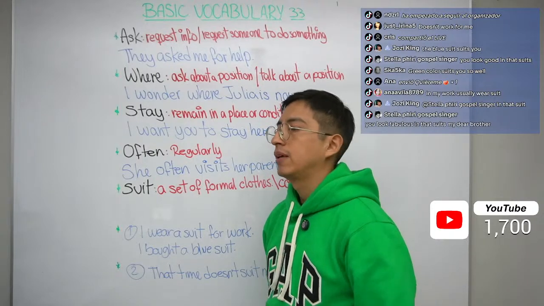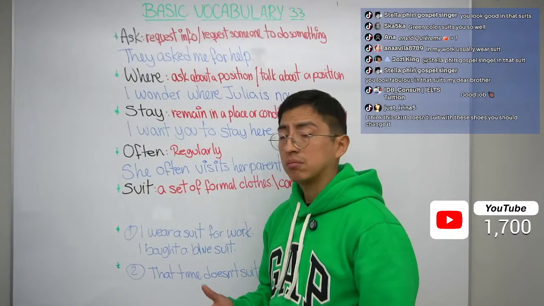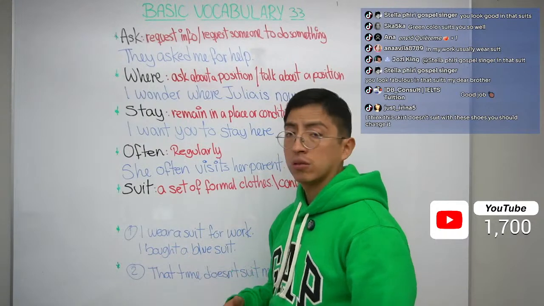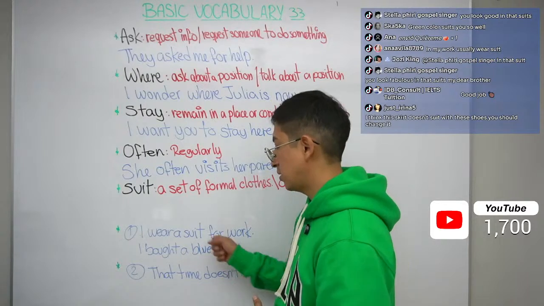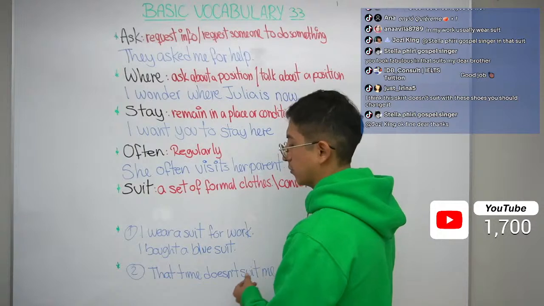Trabajo en oficina, trabajo de gerente, ¿no? Tengo que utilizarlo. Ok, I bought a blue suit, ¿no? Compré un traje azul. ¿Ya? Así que es traje, traje o terno.